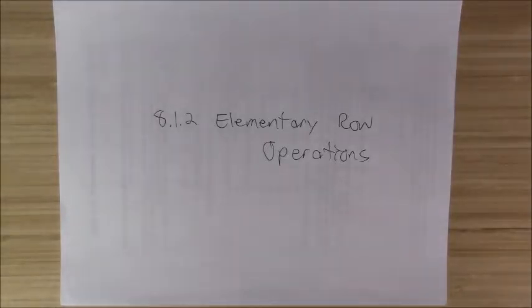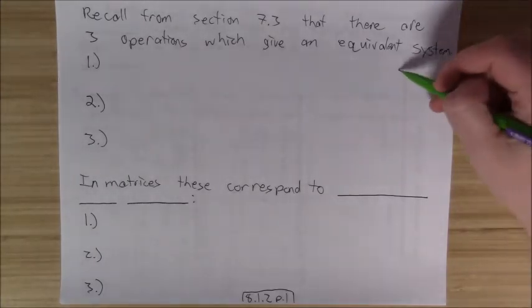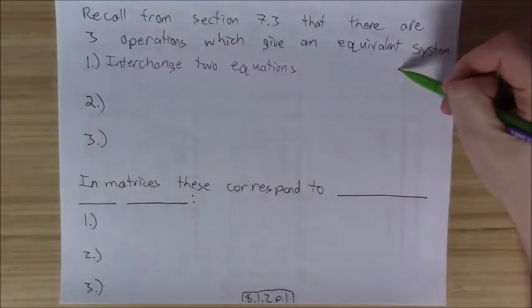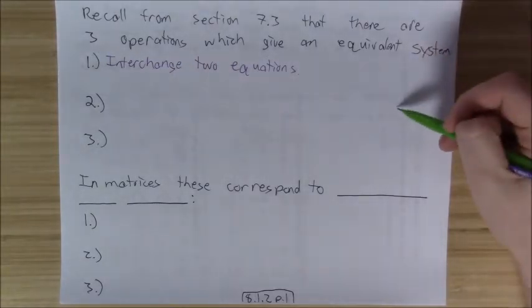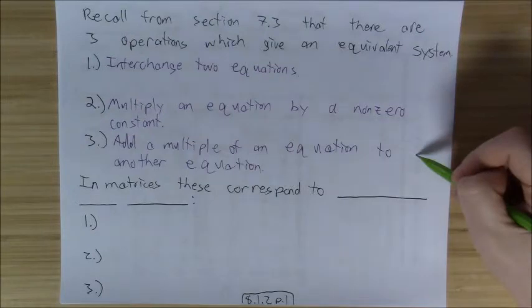In this video, we're going to begin talking about elementary row operations for matrices with the hope of being able to streamline the process of Gaussian elimination. So recall from section 7.3 that there are actually three operations which gave us an equivalent system of equations. Those three were that we could interchange two equations, multiply an equation by a non-zero constant, and finally add a multiple of an equation to another equation.